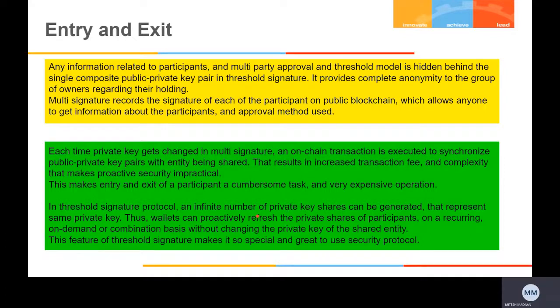Using this property, the wallets can proactively refresh the private shares of the participants on a recurring, on-demand, or a combination basis without actually changing the private key of the shared entity. This provides more security to the participants involved. Thus, this special feature of the threshold signature makes it a special and great security protocol to use. The threshold signature provides more security and anonymity to the users involved, and thus is a better protocol to use on a blockchain for the joint ownership of entities.